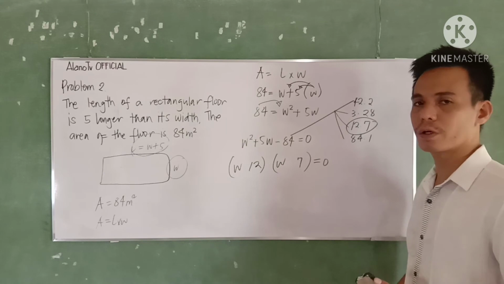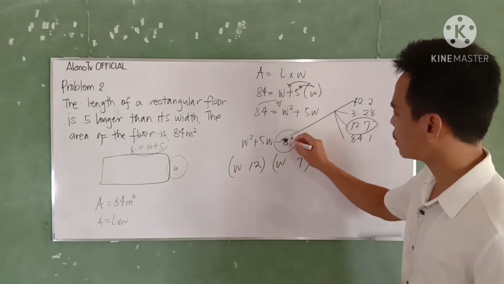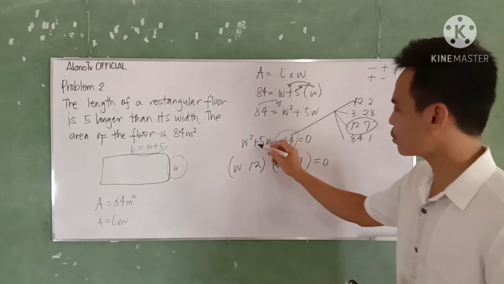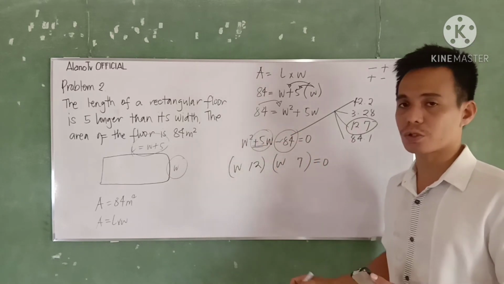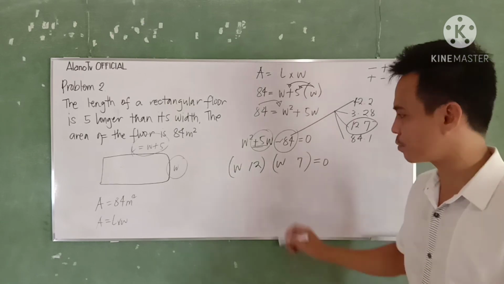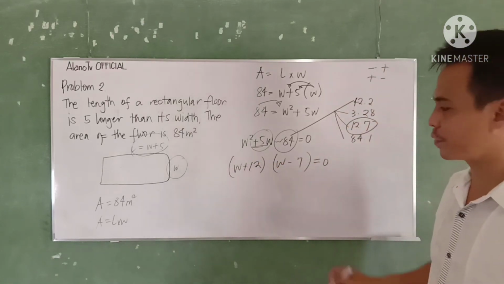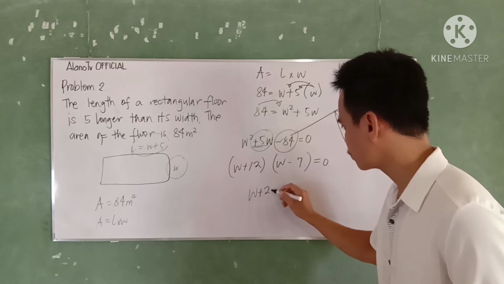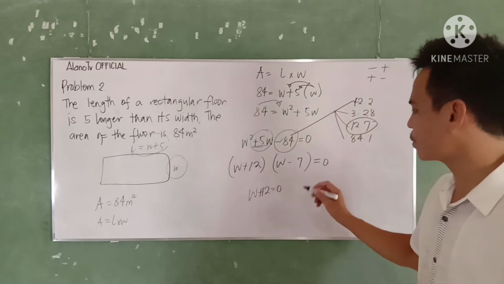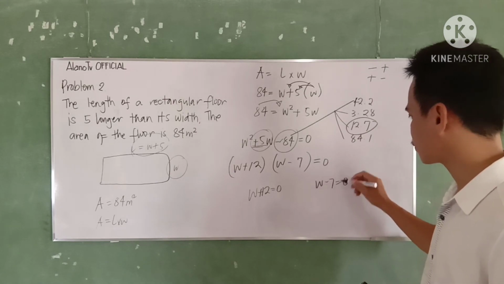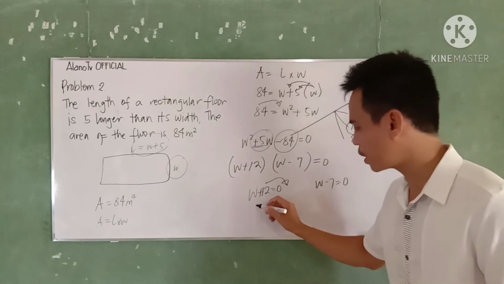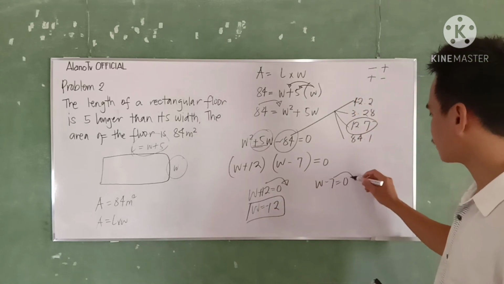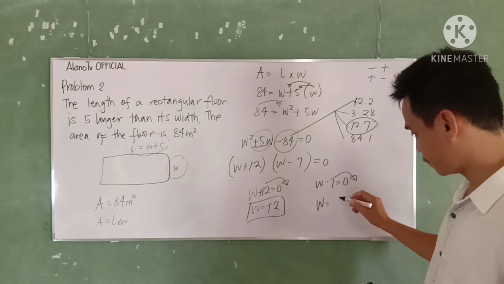So, what are we going to use with the sign? Since the sign is negative, so this is negative, positive, or positive and negative. And looking at our linear part, since that is positive, the bigger number or the larger number should bear the positive sign. So therefore, this is positive and this is negative. And separately solve for the W. So we have W plus 12 is equal to 0, and W minus 7 is equal to 0. Transposing positive 12 to the other side, we have W is equal to negative 12. And 7 to the other side, we have W is equal to positive 7.